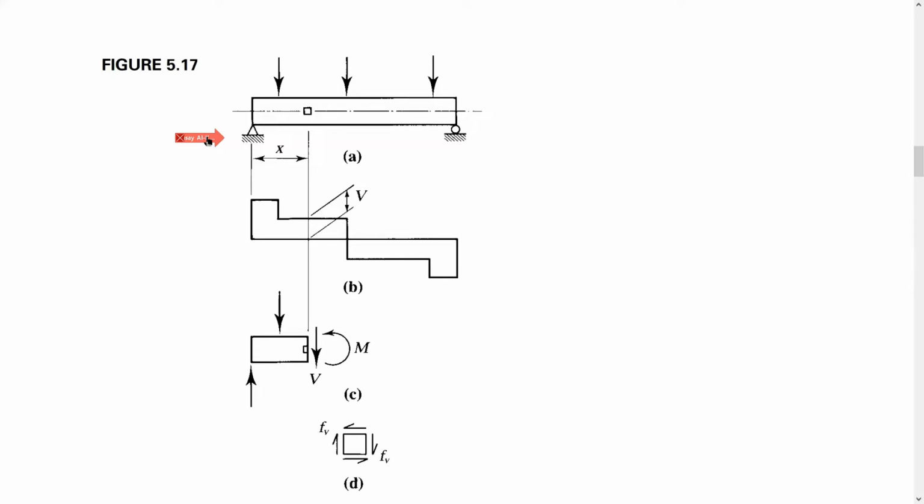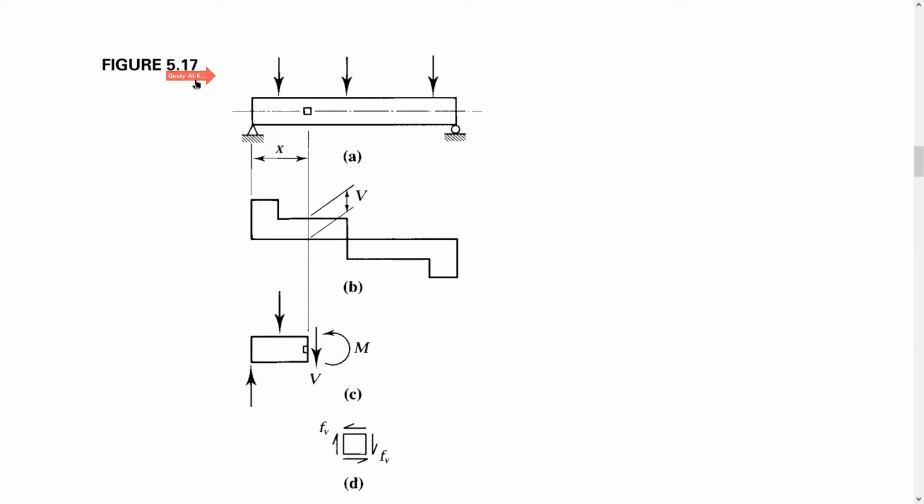And if you see, this is the neutral axis of the beam, and it's loaded with some loads. Let's say at a distance x from the left, we take a material element, and notice it's at the neutral axis. What does it mean? At this point in the neutral axis, the flexure stress is equal to 0.